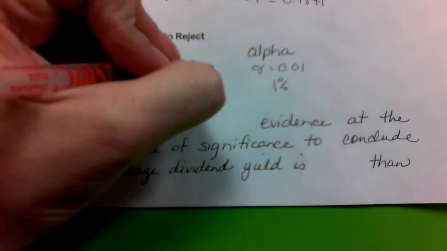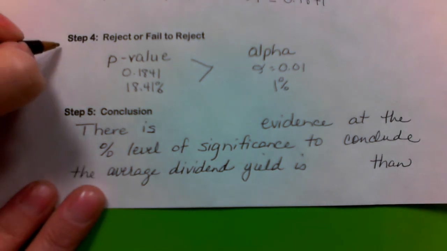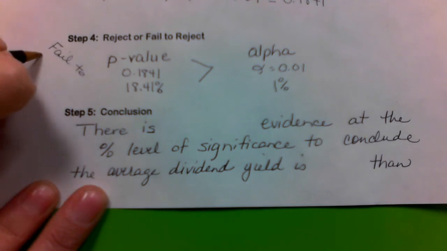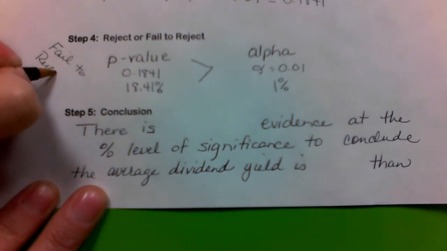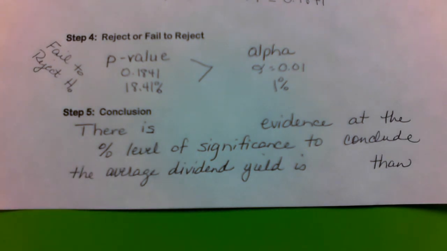This is greater than, so I go back to my step 4, and if it's ever greater than, then we fail to reject the null, which means I haven't proved that the null's still correct, but I have not proven that it's incorrect either. So we fail to reject it. We neglect to reject it. We cannot reject it at this time.